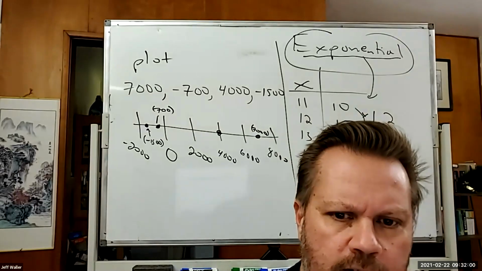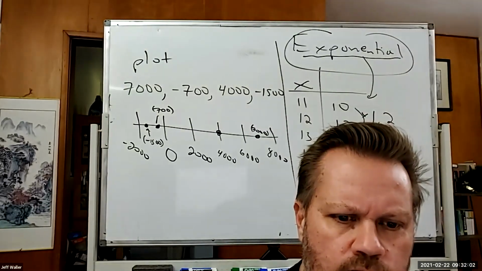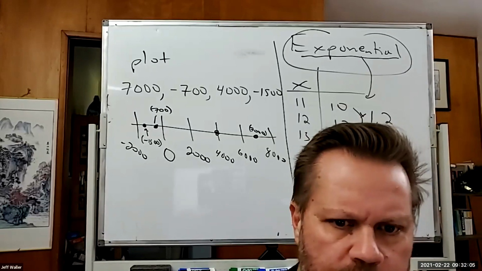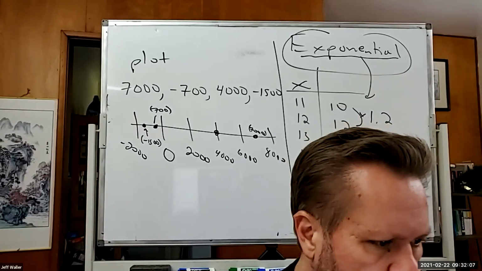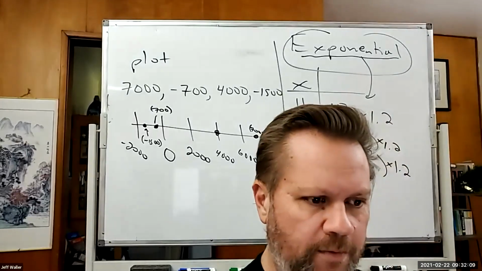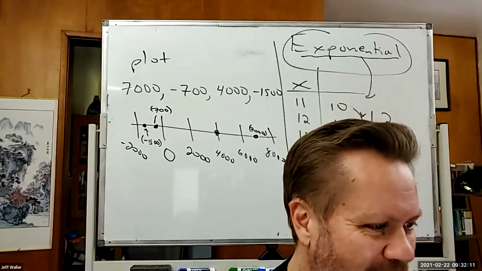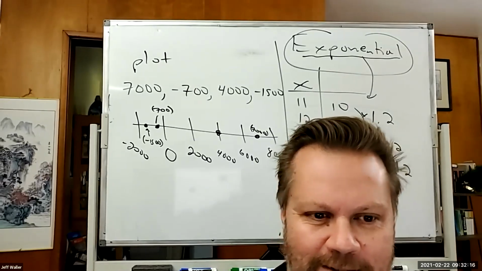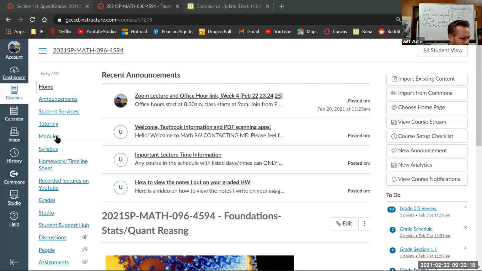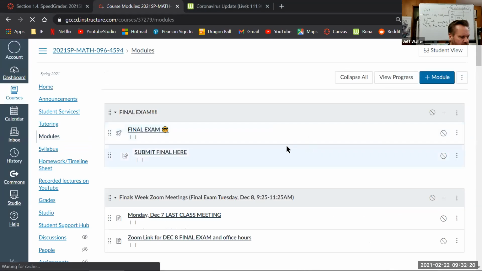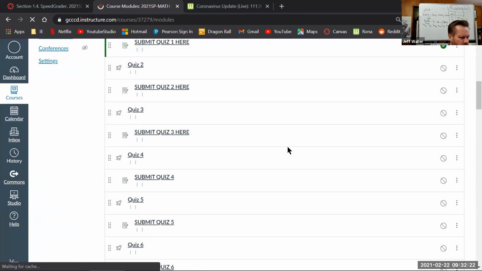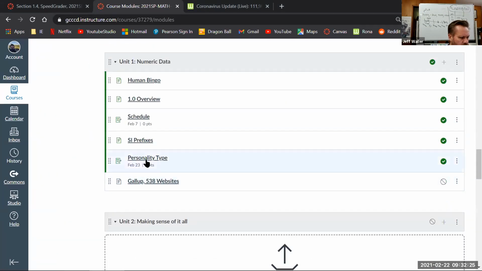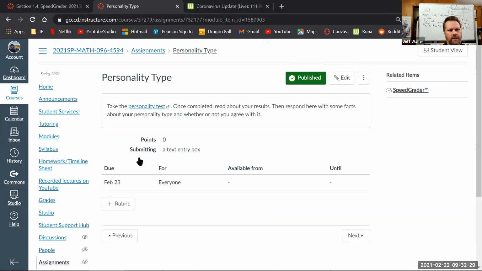I want to show you something. Yeah, let me show you this right now, and then we'll do some probability problems. I put something up on the Canvas shell that I want you to do, and this should be interesting. Has anybody ever heard of personality types? For example, I am an ENFP.